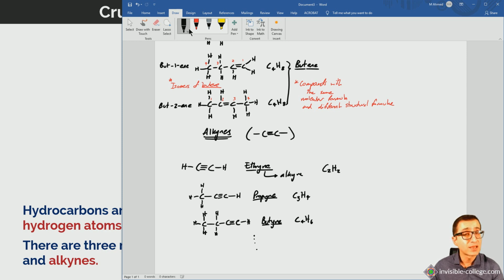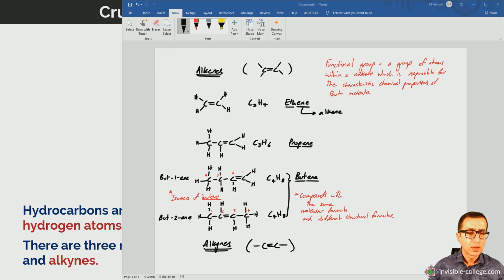So you can see the naming convention at work here. And this is, again, your first introduction to organic chemistry and the way that we name these compounds. There's going to be a lot more of this in the lessons which follow in this topic.